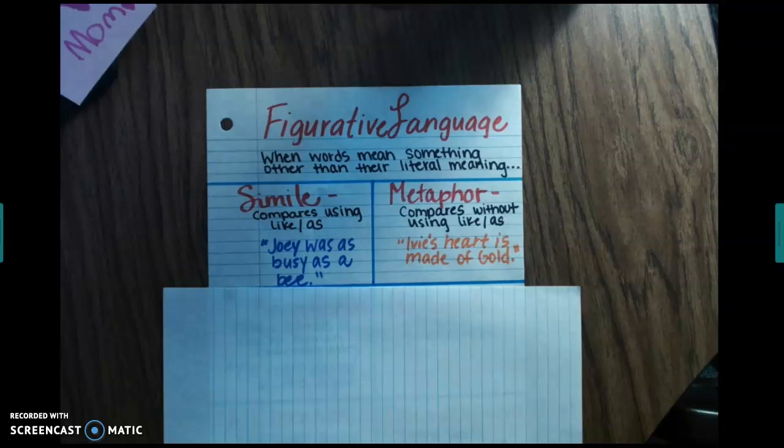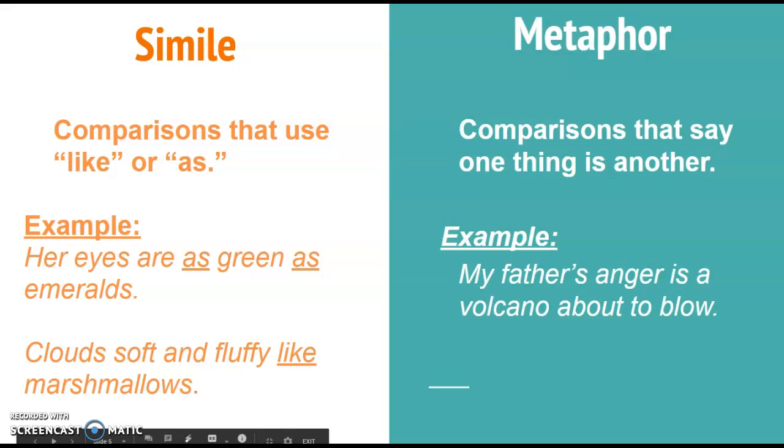So pause the video here so you can get a second to write this down, and then we can go on. So this is the same thing we just talked about on our anchor chart. A simile compares using like or as, and a metaphor compares one thing is another. So here are more examples. Her eyes are as green as emeralds. Clouds soft and fluffy like marshmallows. An example would be my father's anger is a volcano about to blow.